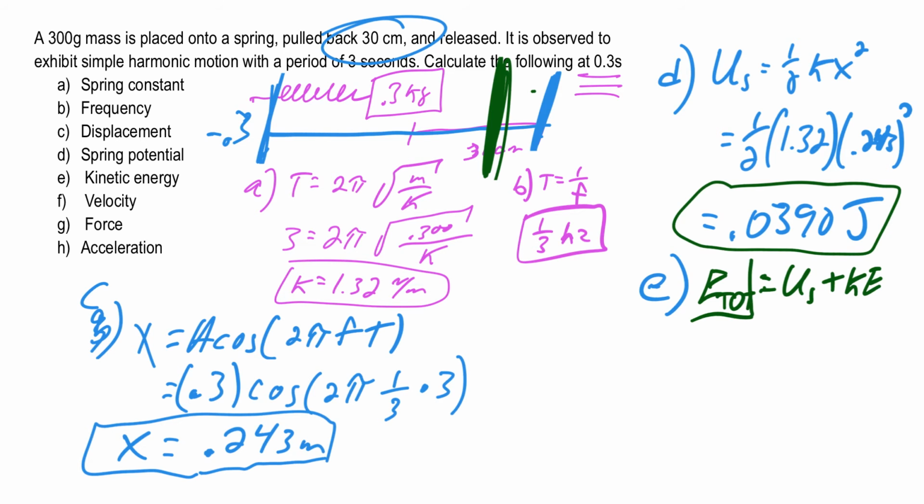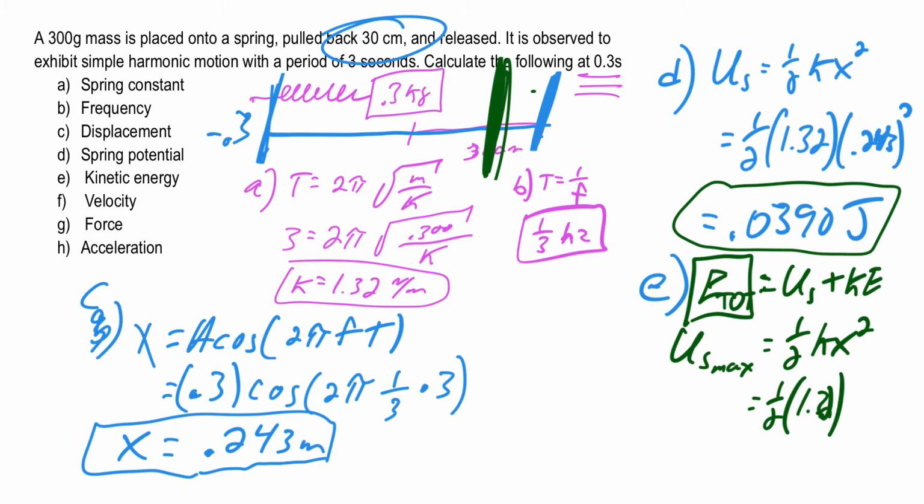So to find E total, we can use the maximum. Remember, U_S max is going to be our E total. So for that, we'll go 1/2 kx squared, 1.32, and then we'll use the maximum x, which is 0.3 squared. So I get a maximum of 0.0594 joules.